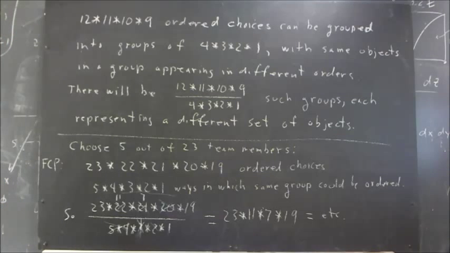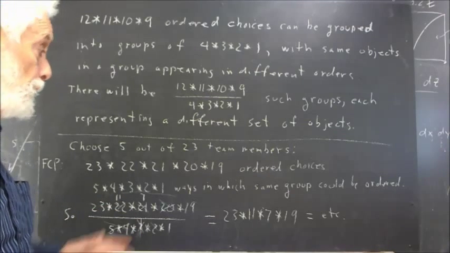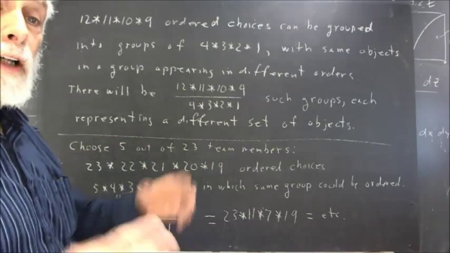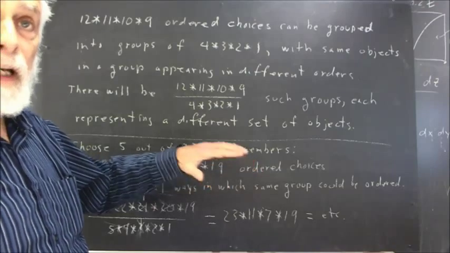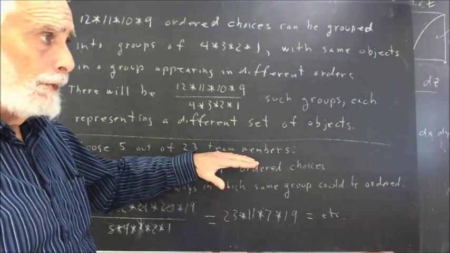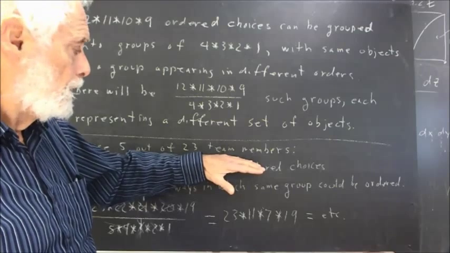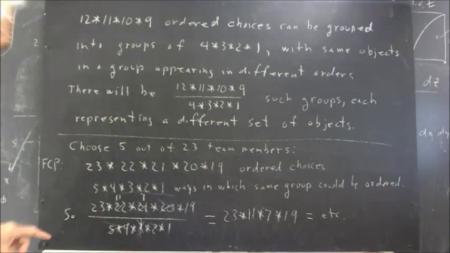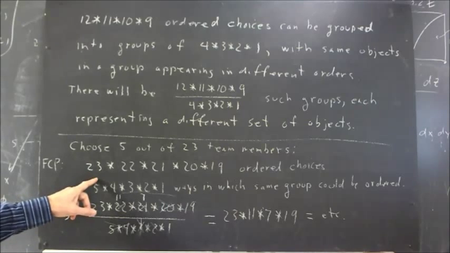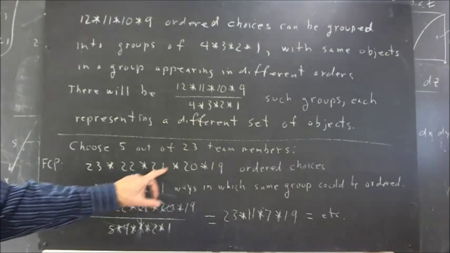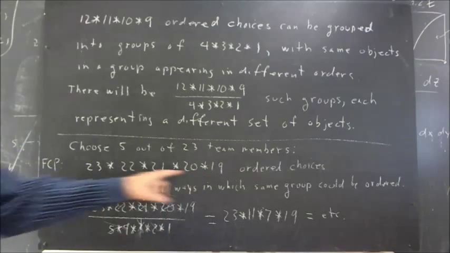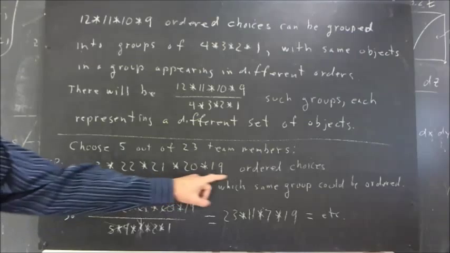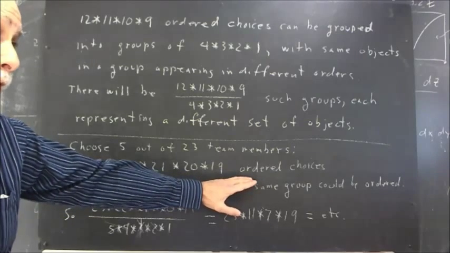Well, by analogy with what we did before, we chose 4 out of 12. This time, well, think about it. What are we doing? And how many ways are there to do it? You should think through this before you see me do what I'm going to do here. Well, okay. By the fundamental counting principle, we have 23 choices for the first, 22 for the second, 21 for the third, 20 for the fourth, 19 for the fifth. So the number of ordered choices is going to be the product of these numbers. That's the number of ordered choices.